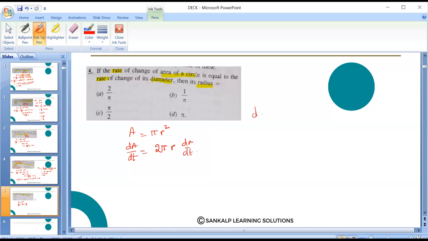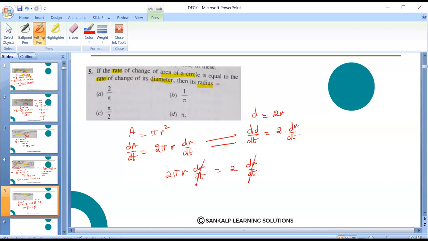Next, diameter is 2r. Rate of change of diameter: derivative of 2r is 2 dr by dt. So these two are equal, the two rates, the two derivatives. 2 pi r dr by dt equal to 2 dr by dt.